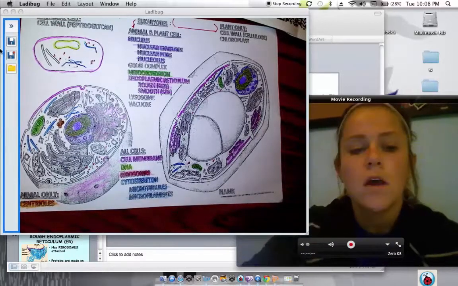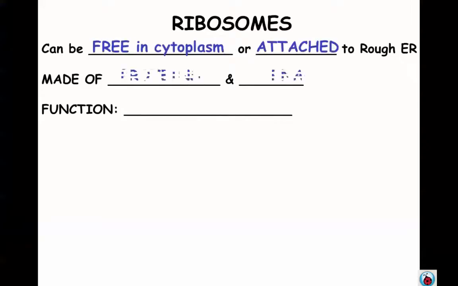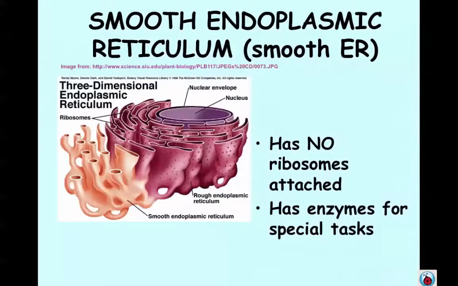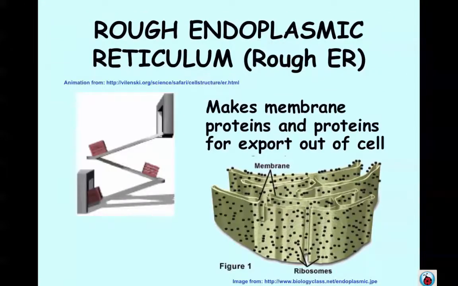Okay, so the ER, let's talk about that. So we've already talked about ribosomes. The ER stands for endoplasmic reticulum, basically a network of hollow tubes. Like I said, there's two kinds. We have the rough or we have the smooth. So the rough one, there are ribosomes on it. So when you think of rough, you should think of ribosomes, rough ribosomes, okay?